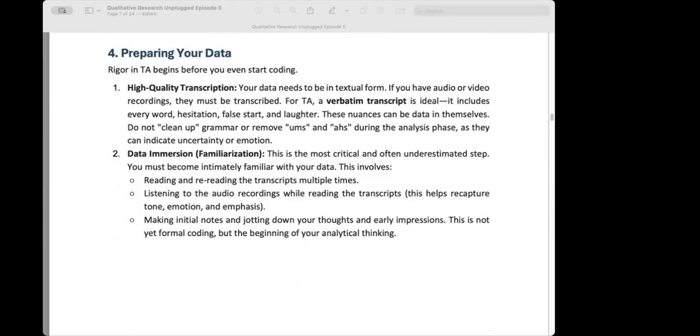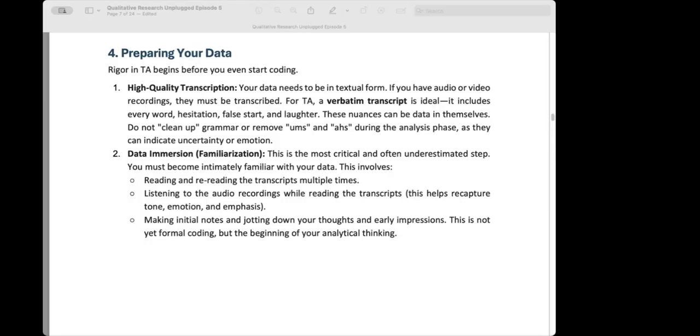Thank you for joining us for a deep dive. Before you even begin the exciting work of coding, which I know is what everyone really thinks of when they hear thematic analysis, you're saying rigor actually starts much earlier with incredibly meticulous data preparation. This isn't just some technical prerequisite, it's a foundational step that profoundly impacts the quality and depth of your subsequent analysis. I've definitely seen students, and honestly even myself sometimes, try to rush this step, thinking it's just administrative work. What are the absolute non-negotiables here?